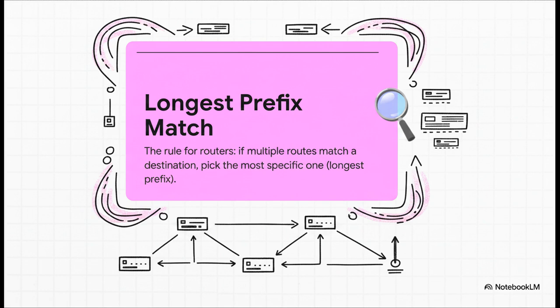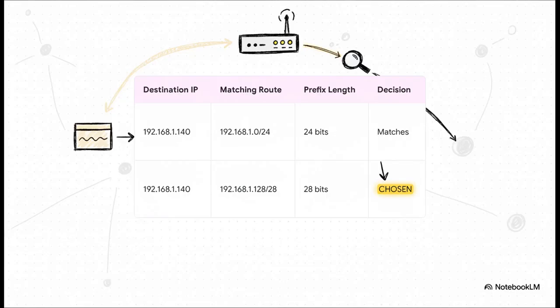The router looks at all the routes that the destination could possibly fit into, and it always chooses the most specific one. And in networking, most specific means the one with the longest network prefix. It makes perfect sense, right? If you're sending a letter, a full street address is always better and more specific than just the city name. The internet works the same way. This table right here shows the rule in action perfectly.